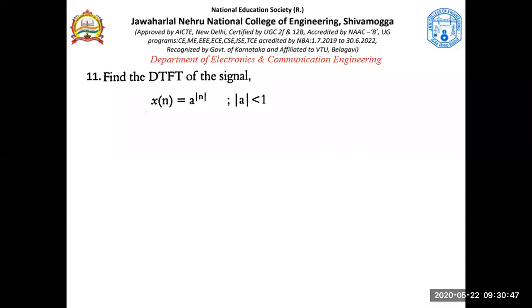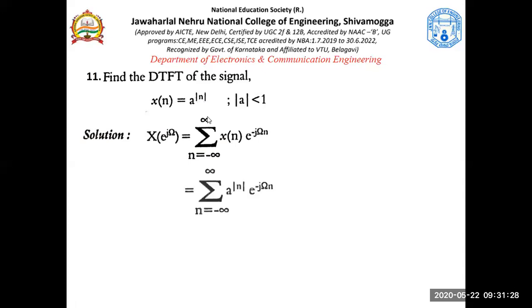What is a power magnitude n? What is magnitude n indicating there? The magnitude n here is indicating that this x of n ranges from minus infinity to plus infinity. That means this n will have all negative values, also all positive values along with 0. How I can represent this signal is the first thing that you need to understand. This anyways is the equation for DTFT.